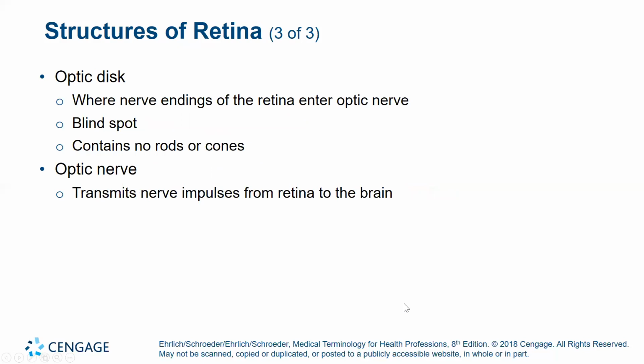We have the optic disc. This is where the nerve endings of the retina enter the optic nerve. This is also known as the blind spot. It contains no rods or cones. And then we have the optic nerve. This is where it transmits nerve impulses from the retina to the brain.